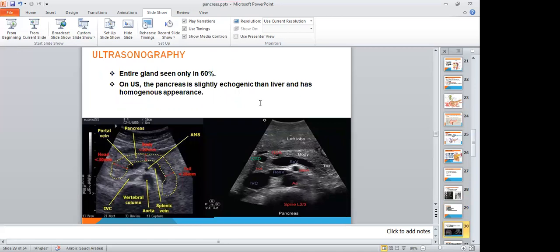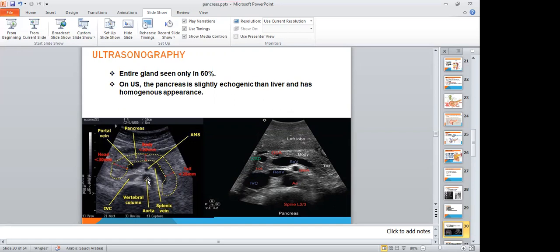Entire gland can be seen only in 60%. The pancreas is slightly more echogenic than the liver and has a homogeneous appearance, increasing in echogenicity with age due to fatty infiltration. This is the head, less than 30 mm. This is the body, less than 20 mm. This is the tail.